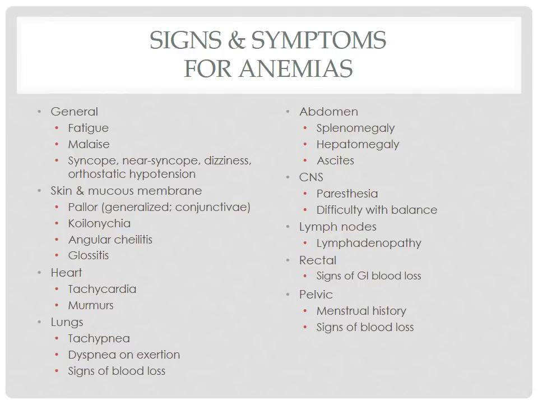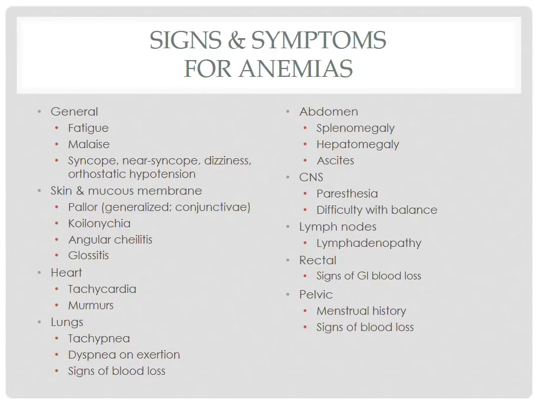You also want to make sure that you're looking for any other signs of blood loss with those. And in the abdomen, you could see enlarged spleen or liver if there is a problem with hemolysis or red cell breakdown, or if there's liver disease. Also with liver disease, you could see ascites or free fluid in the abdomen.